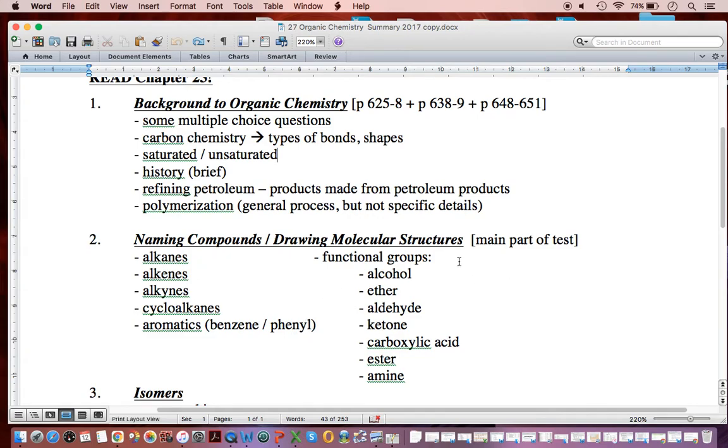Functional groups we got into, and so you have to deal with alcohols, ethers, aldehydes, ketones, carboxylic acids, esters, and amines. And again, you have to be able to name them properly and draw their structures.